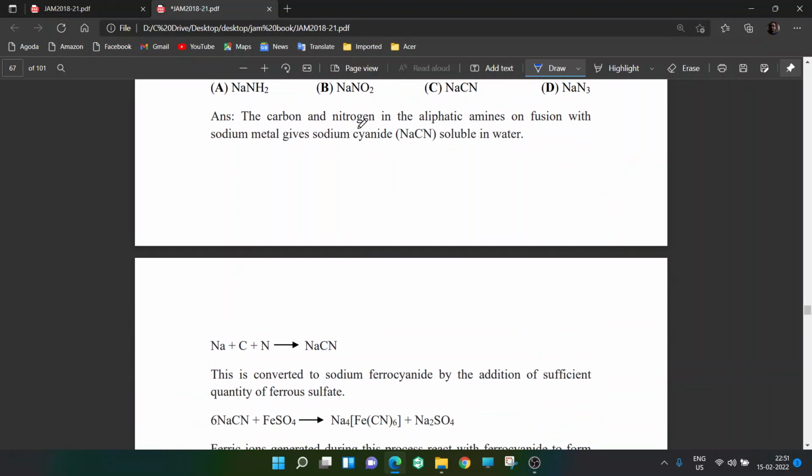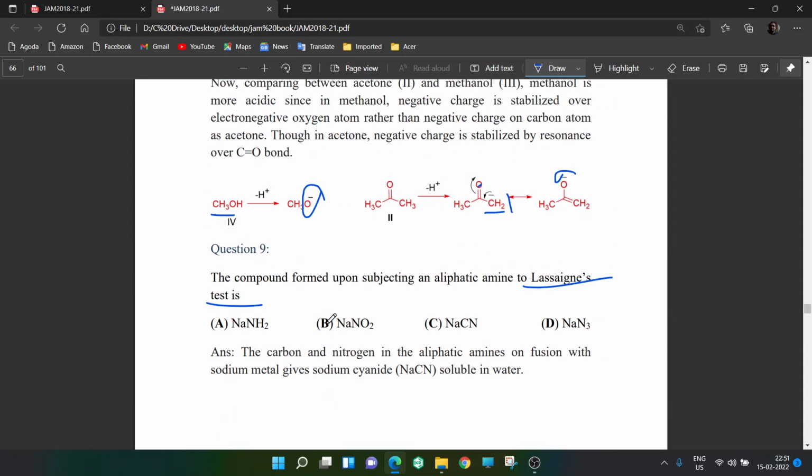So basically what happens there, if the molecule is having amine, at such a high temperature, when it reacts with sodium, everything breaks open. And then Na reacts with the carbon and nitrogen and forms NaCN. So this is what the question is asking. So the product formed is NaCN.